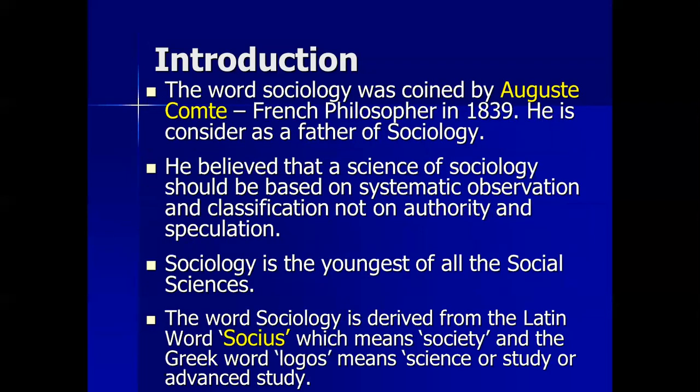Introduction. The word sociology was coined by Auguste Comte, a French philosopher, in 1839. He is considered the father of sociology. He believed the science of sociology should be based on systematic observation and classification, not authority and speculation. Sociology is the youngest of all social sciences. The word sociology is derived from the Latin word socius, which means society, and the Greek word logos, which means science or study.